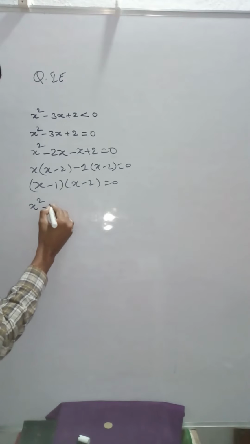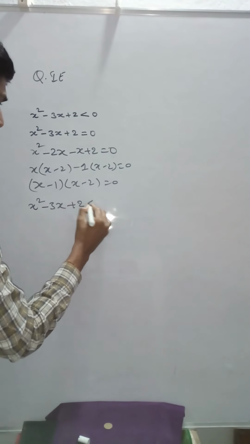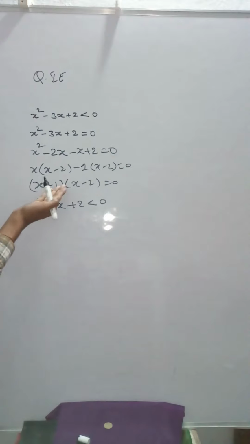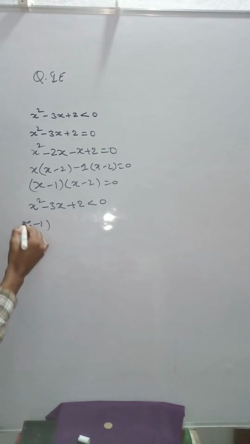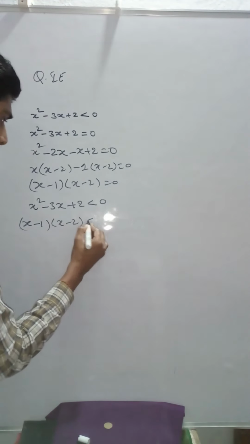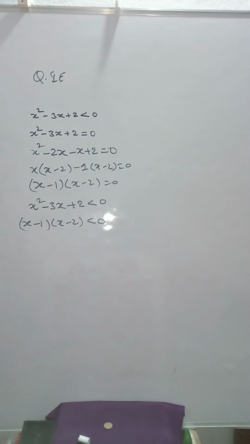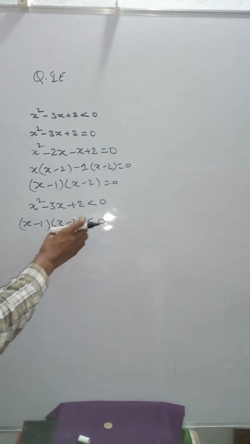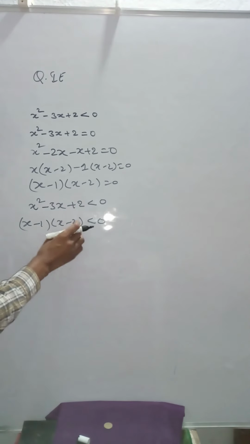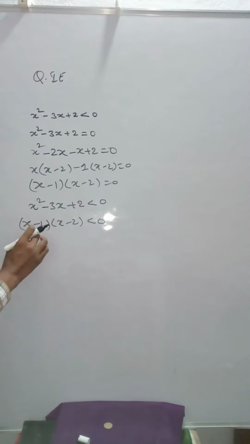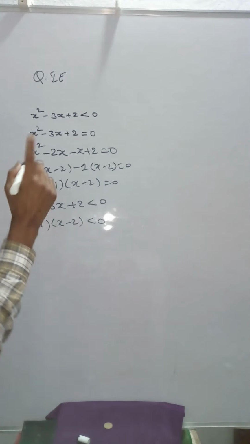Write down the question: x square minus 3x plus 2 less than 0. So what are the factors for this one? This is x minus 1 into x minus 2 is less than 0. The concept is very simple. If I take x greater than 0, then what happens? This value will be positive. If I take x greater than 0, again this value will be positive. So a positive into positive will be positive, that is greater than 0, which is against the inequation. That's the reason we need to take two cases here.